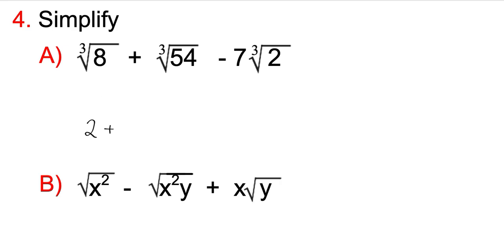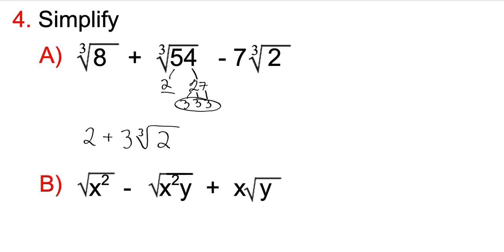54, we'll break that down. So 2, 27. 27 is 3 times 3 times 3. So we have a triplet of 3s. So that comes out. The 2 goes back. All right, so 3 cube root 2. And then over here, we can't do anything with it, so we leave it.